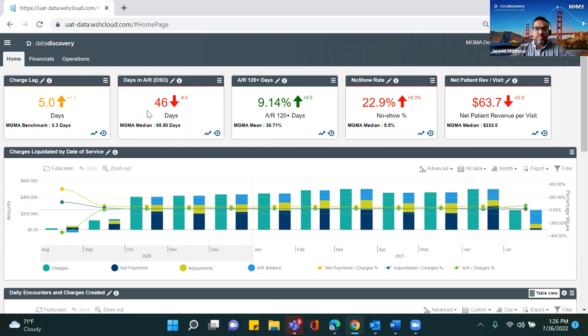The second part of your question, benchmark. MGMA pulls data and gets reports from customers across the country, including single specialty and multi-specialty, including inpatient and outpatient on the professional side, right? And that data is bumped against your provider specialty. So during implementation, we will ask you how many providers and what their specialty is, and then map that to the MGMA national list of specialties.